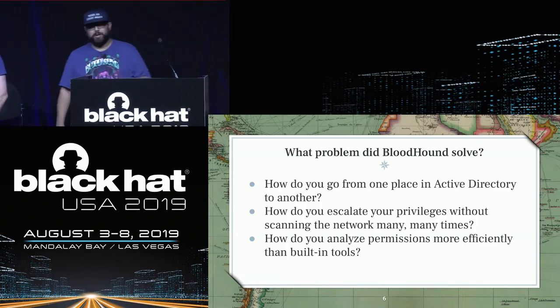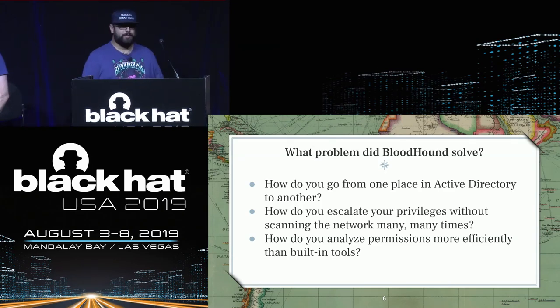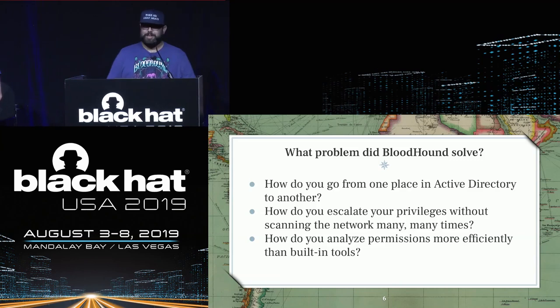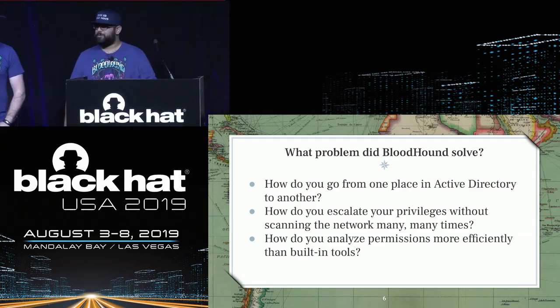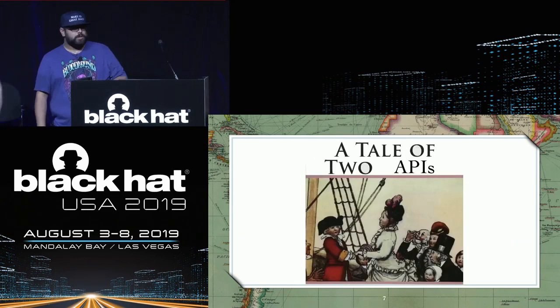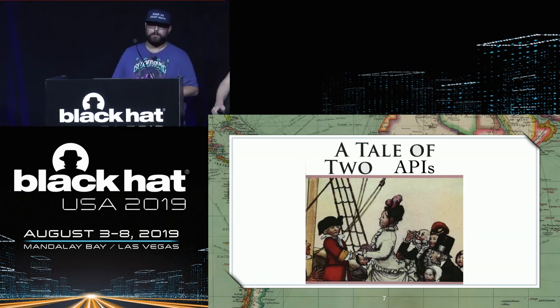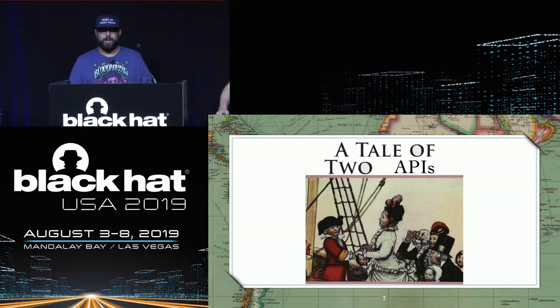The other problem we wanted to solve is, how do you escalate your privileges without scanning the network many, many, many times? I'm going to demonstrate what I'm talking about in the next slide here. But we hit the network a lot when we used to operate. And also, how do you analyze permissions more efficiently than built-in tools? So we're going to tell the tale of two APIs, the two APIs that Microsoft graciously provided to make our lives much easier, but which were also the basis for everything we're talking about here.